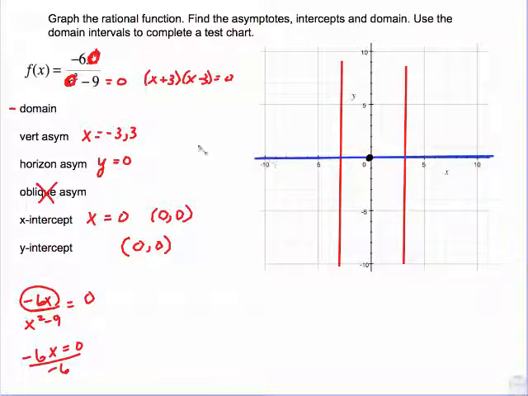The domain is going to come in from -infinity to -3, union with -3 to 3, union with 3 to infinity.